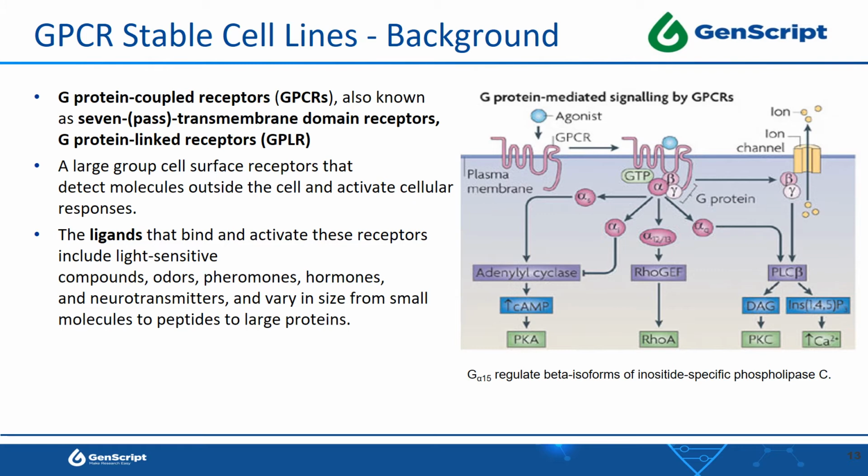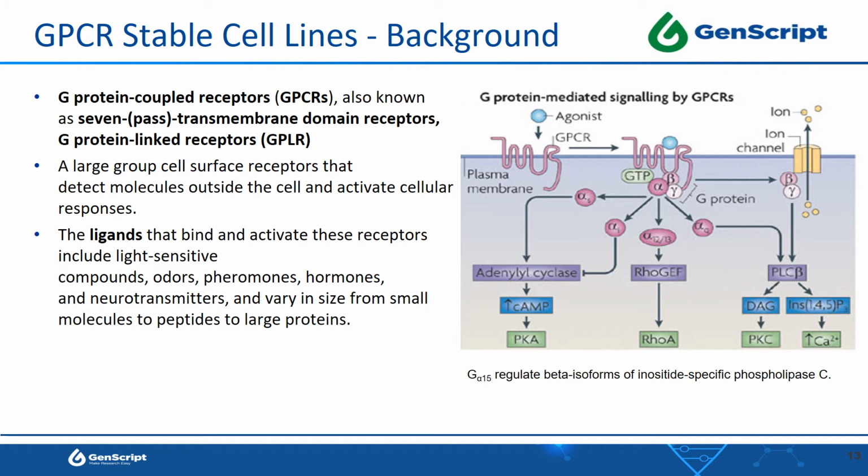GPCRs are also called 7-pass transmembrane domain receptors, or G-protein-linked receptors. They are a large group of cell surface receptors that can detect a molecule outside of the cell and activate cellular responses. The ligands that bind and activate these receptors include light-sensitive compounds, odors, pheromones, hormones, and neurotransmitters, and vary in size from small molecules to peptides to large proteins.